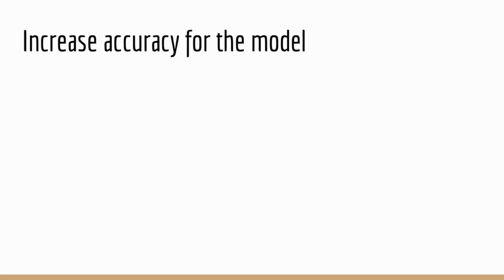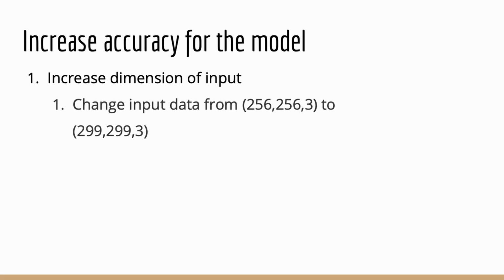There are four main things we can do to increase the accuracy of the model. Firstly, we can increase the dimension of the data. This is to provide more information of the images to the model. Thus, this could allow for better feature extraction during the training phase. In this experiment, we changed the input data from a size of 256x256x3 to 299x299x3. However, since increasing the image size increases the computing time, we did not choose to increase the image size further.